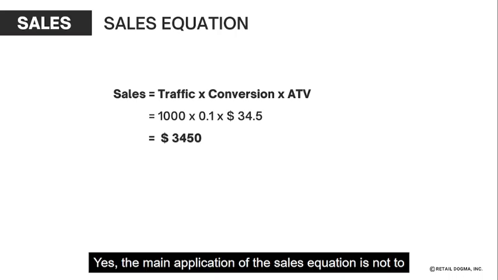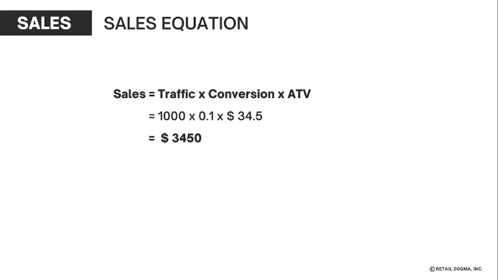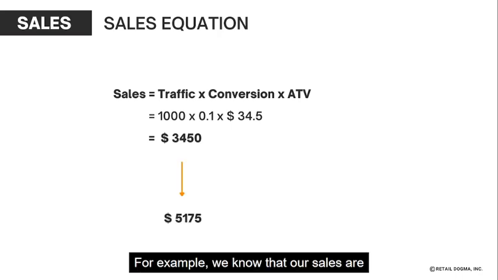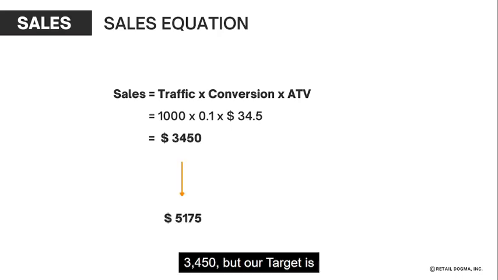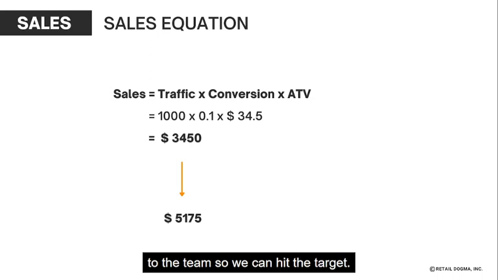But you might say we already know how much sales are. Yes, the main application of the sales equation is not to calculate sales, but rather to be able to test how tweaking each KPI in the equation can affect sales. For example, we know that our sales are $3,450, but our target is $5,175, and we want to know which metric we should focus on and brief it to the team so we can hit this target.